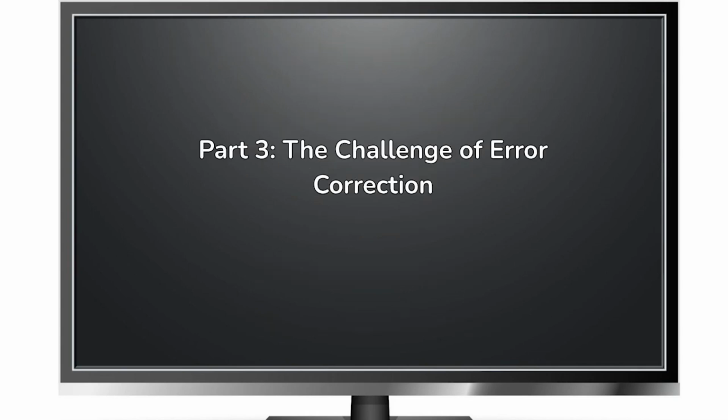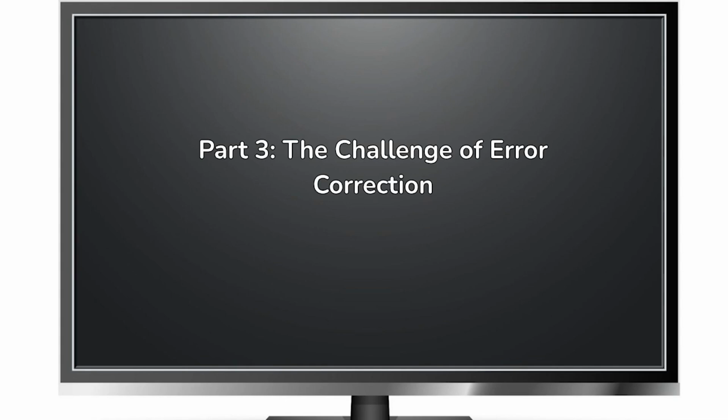Part 3. The challenge of error correction. One of the biggest hurdles in quantum computing is error. Because qubits are so delicate, they're constantly subject to interference. Even the best systems today have error rates around 1% per gate operation. That might sound small, but in a quantum algorithm requiring thousands or millions of operations, even tiny errors add up fast. This is where quantum error correction comes in.